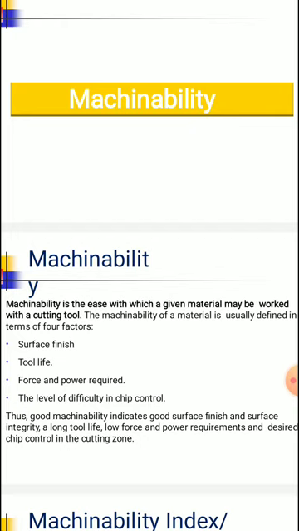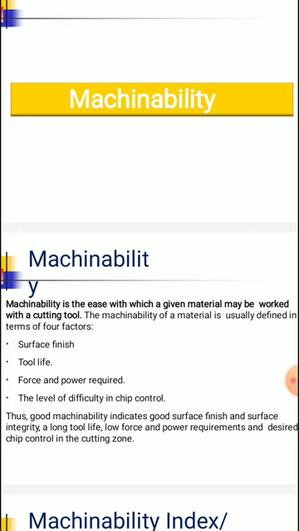The machinability of a material is usually defined in terms of four factors. There are four different factors on which the machinability of that particular material depends. Those four factors that we have to take into consideration are, first, the surface finish, how the surface finish of that particular material is.